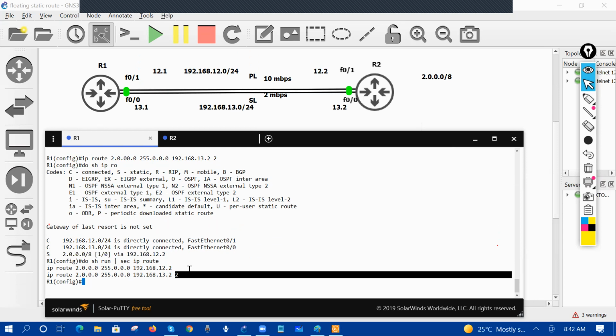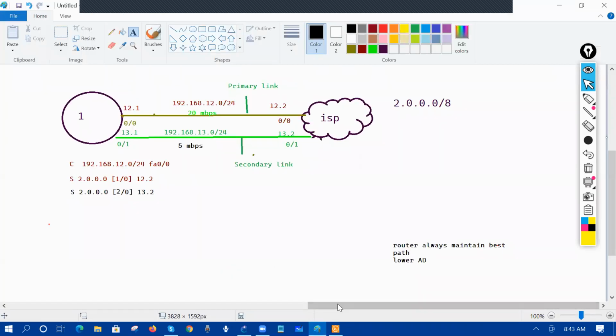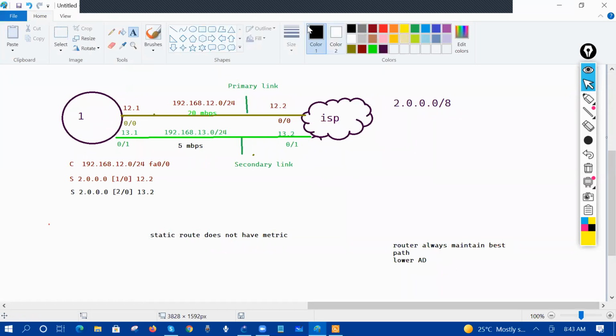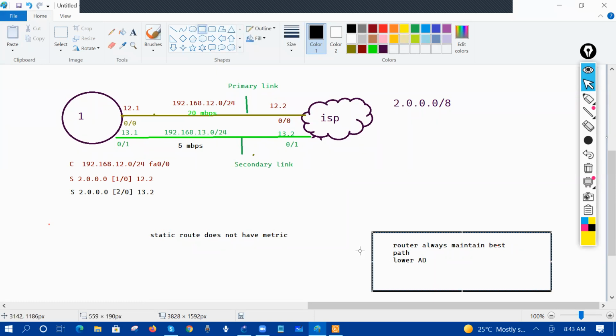The router is not going to add this information in the routing table because the router always maintains the best path. And how does the router decide the best path? Based on the lower AD value, right? Because a static route does not have a metric concept. So it always gives the preference to whom? Lower AD.